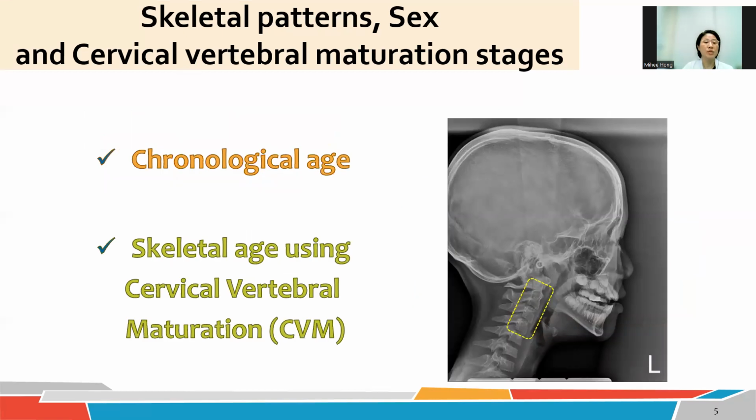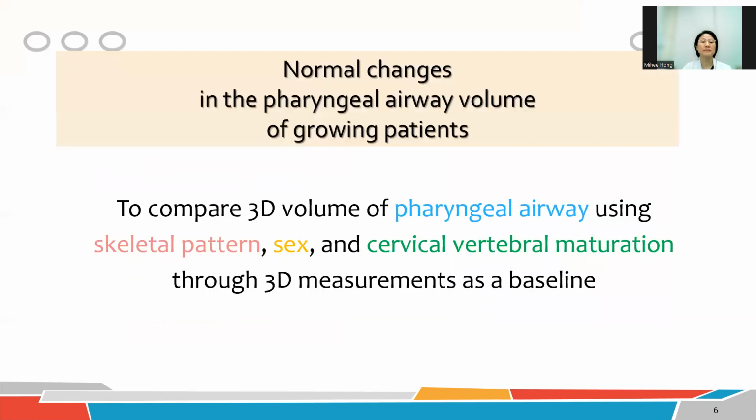Skeletal age is more closely associated with pubertal growth spurt than chronological age. However, there are only a few studies that correlate airway volumes to skeletal age. Recently, CVM staging was used to evaluate the airway in growing Caucasian subjects. Therefore, the purpose of this study was to compare three-dimensional volumes of pharyngeal airway using skeletal pattern, sex, and CVM among Korean adolescents for understanding its normal changes.